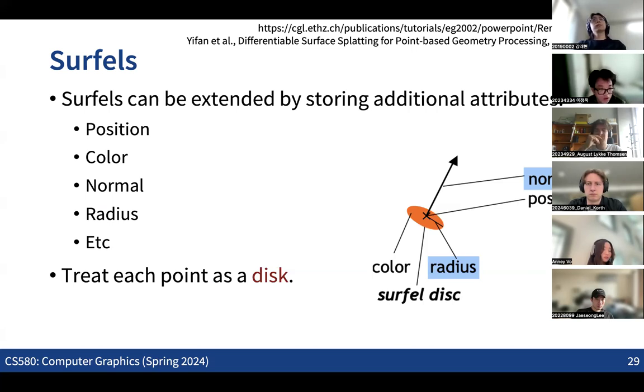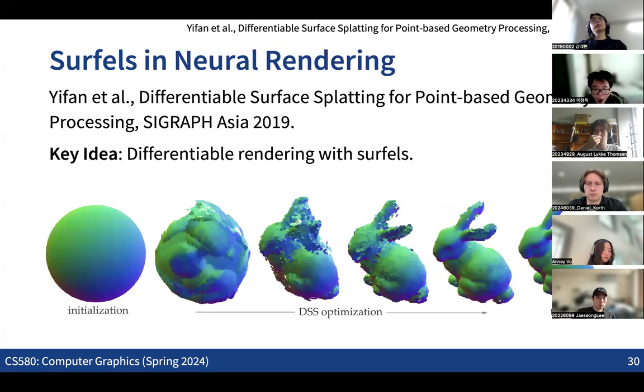These surfels were introduced around 2001 or so, and then were also revisited in the recent neural rendering literature. This was also one of the earlier works using the surface splatting idea for 3D reconstruction with a differentiable rendering pipeline. So you can also check out this work.